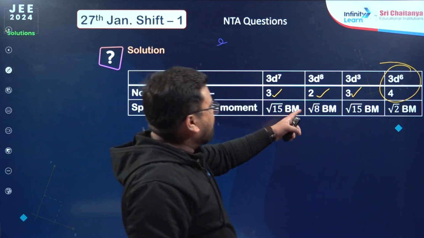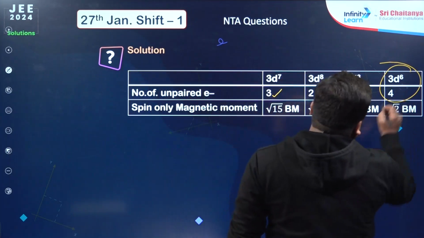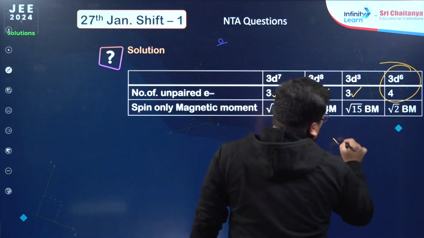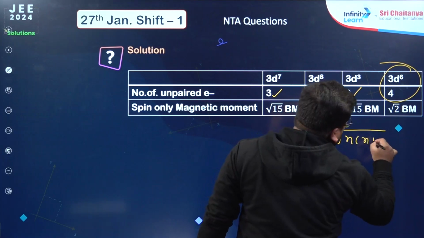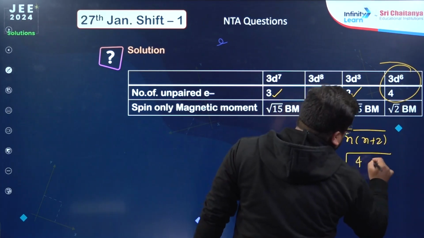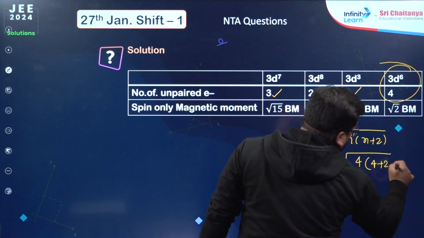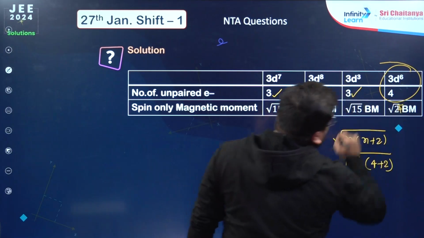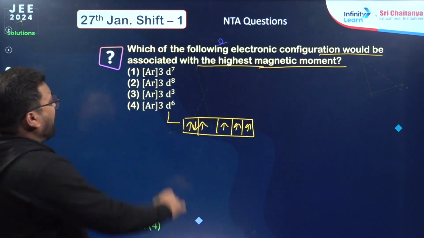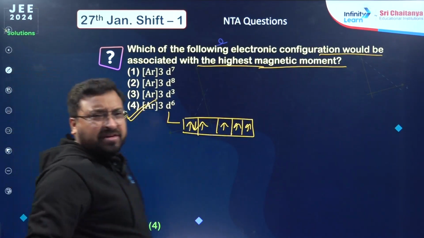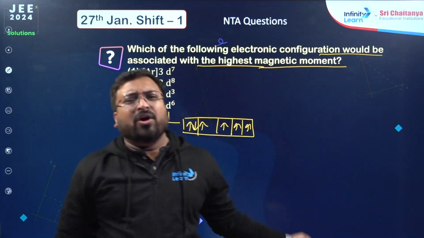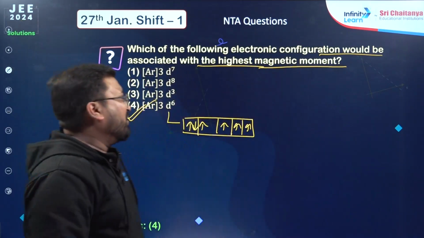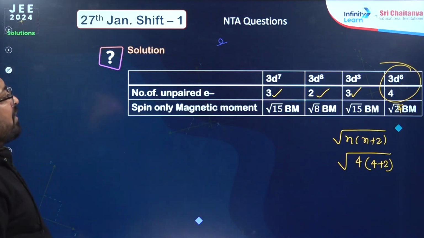I think there is some mistake over here. Okay, so this value is technically square root of n into n plus 2. So this is 4 into 4 plus 2, that is, root 24 Bohr magneton. So this will have the highest answer. Okay, so this is one of the easiest questions. No need for calculation, just count the unpaired electrons.